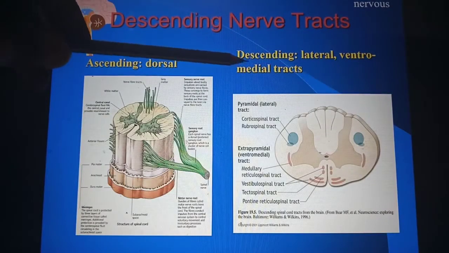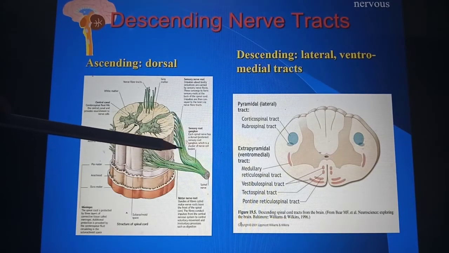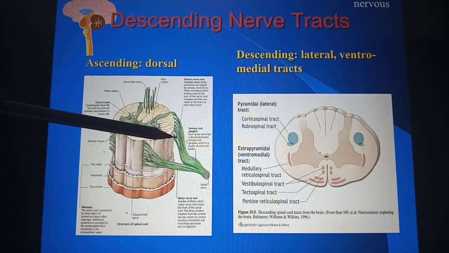Descending means they come from the brain to the periphery. Ascending means from the periphery to the brain. So the sensory nerve roots bring information which is carried by the ascending tracts to the brain. Okay, I hope you understand. It's a simple concept if you understand it.